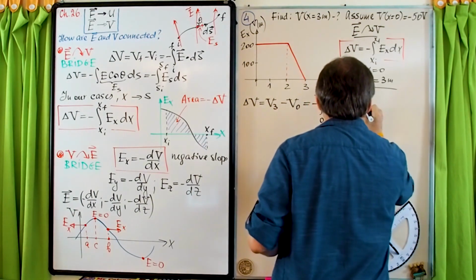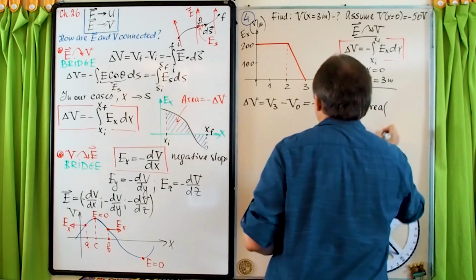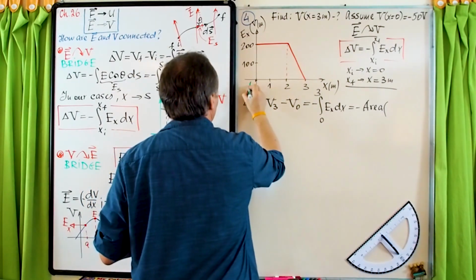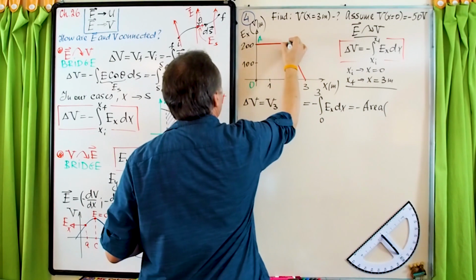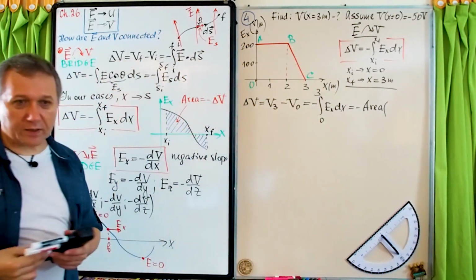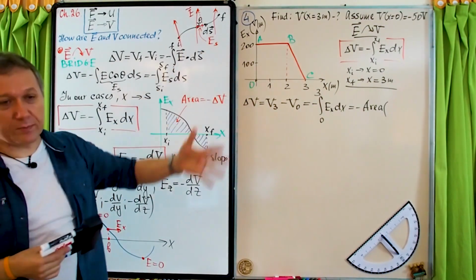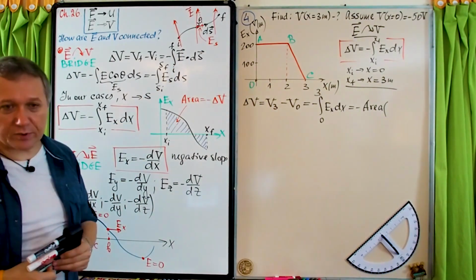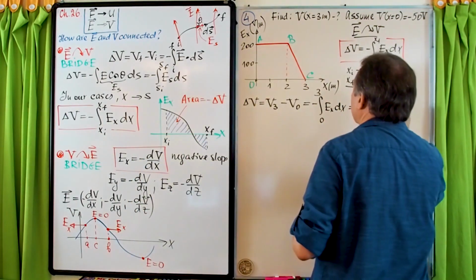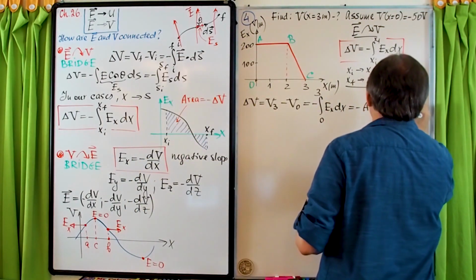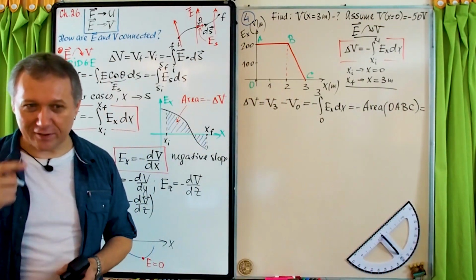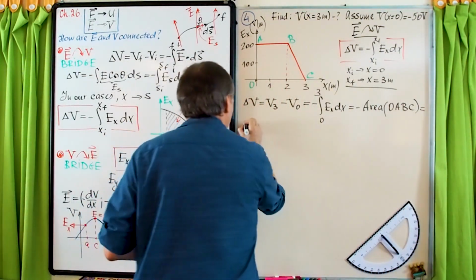So it will be minus the area under, let me label this figure somehow. Let's say this is point O, this is point A, B, and C. So it's the area under the figure OABC, which looks like a trapezoid. Area under figure OABC. And of course, don't forget about the minus. That is a very, very typical mistake.